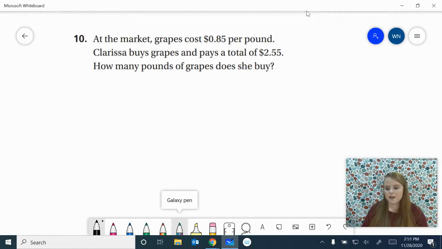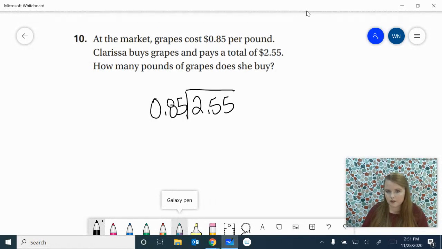All right, let's look at it. She paid a total of $2 and 55/100ths, or $2.55. They were 85 cents per pound. So how many pounds did she buy? We're going to divide the total amount by what they were per pound. Remember, we cannot have a decimal in the divisor, so we need to swoop that out. 1, 2 swoops. 1, 2 swoops. Bring it up. So now we have to say 255 divided by 85.